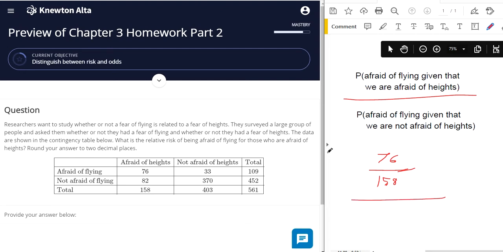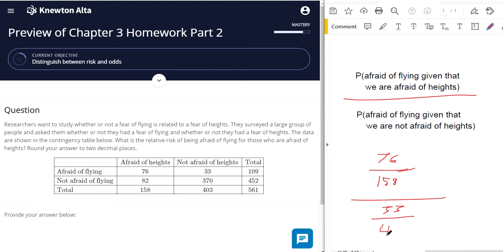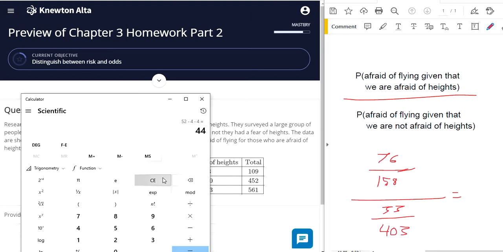So we divide that by the probability of being afraid of flying, given that we are not afraid of heights. There's 33 people that are afraid of flying out of a total of 403 that are not afraid of heights. So if you compute this, 2 decimal places. Thank goodness we don't have to do a bunch of crazy fractions.